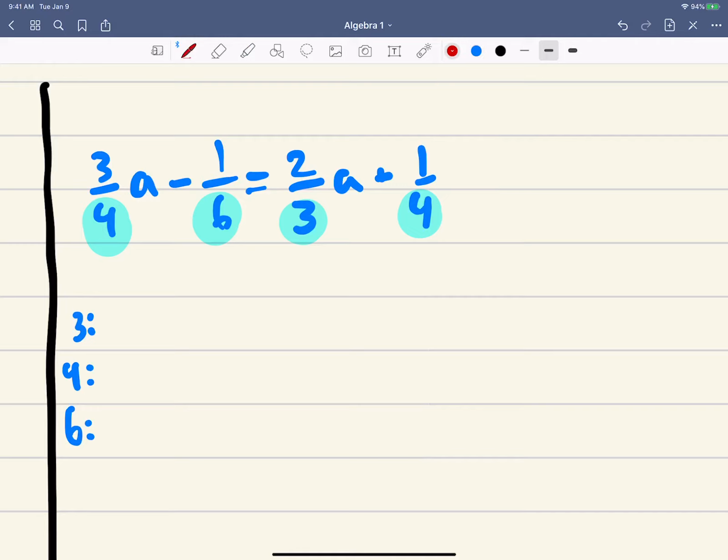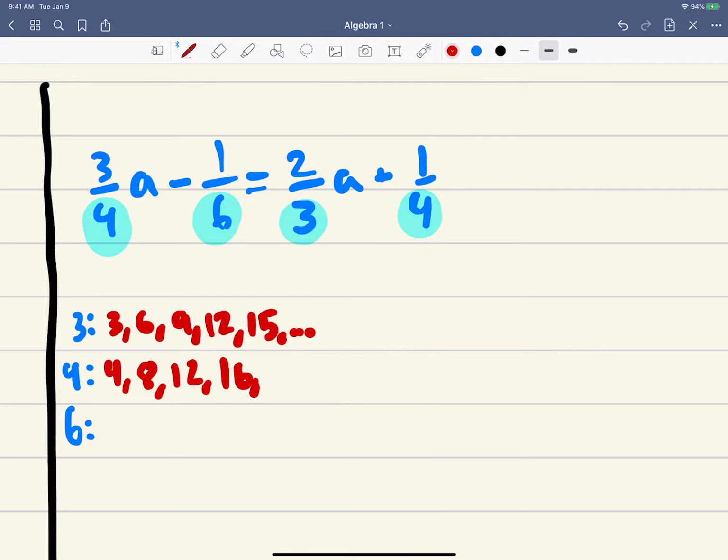What I want you guys to do is you're going to write the multiples of 3. So you're going to write 3, 6, 9, 12, 15, etc., right? You're going to write a couple of them, not all of them. And you're going to do the same thing for 4. 4, 8, 12, 16, 20, etc. And you're going to do the same thing for 6. 6, 12, 18, etc. You're going to look for the smallest number that they all have in common. You see here, the first one you see is 12. All right?